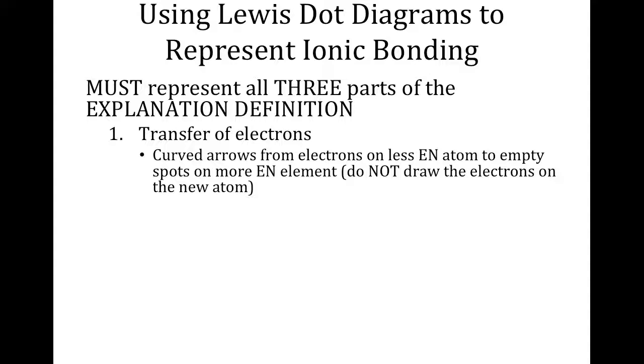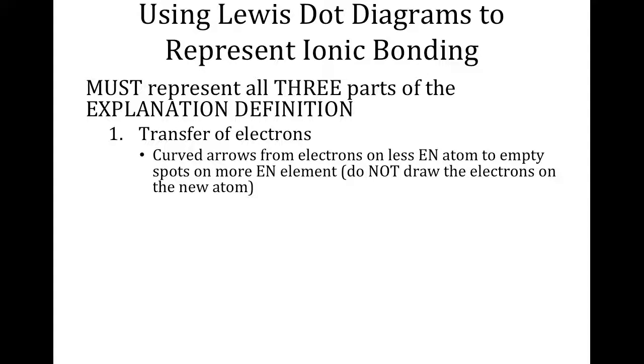All right. The last thing we are going to do today is use Lewis dot diagrams, which were those things where we had the element and we put dots around them, to represent ionic bonding. We must represent all 3 parts of the definition. The first part of the definition said there's a transfer of electrons. We are going to represent this by curved arrows from the electrons on the less electronegative atom, the one further to the left on the periodic table, or further down, to empty spots on more electronegative elements.